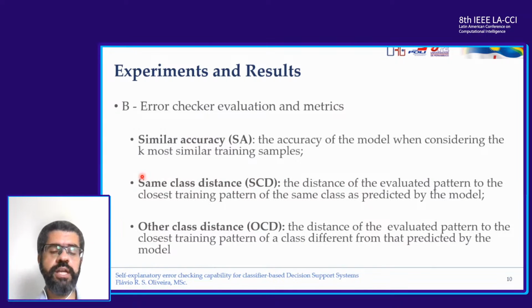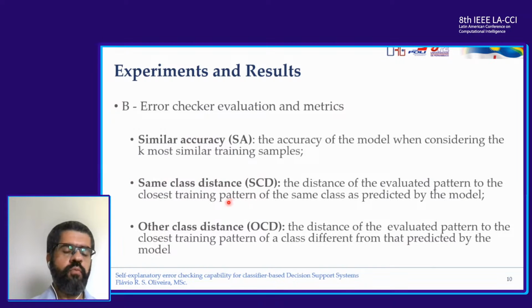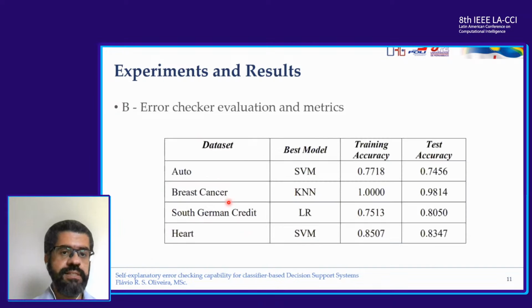Imagine that we had a classification and the patient, which is in front of me right now, was classified as a sick patient. What this measure here will tell is how close the input data of this patient, which the model classified as sick, is to other historical data considered as sick. And this other one considers the opposite, how far he is from the closest pattern, which is part of another class.